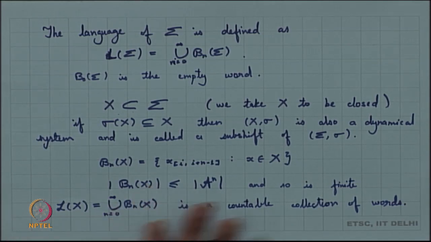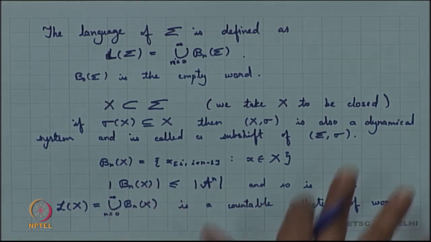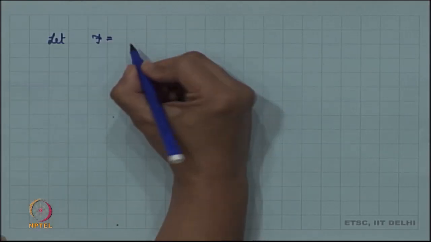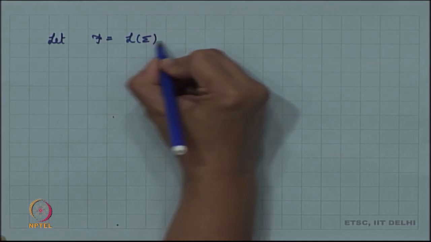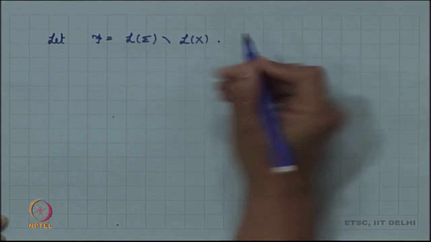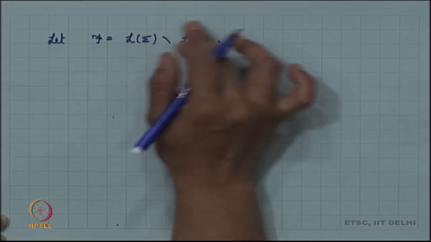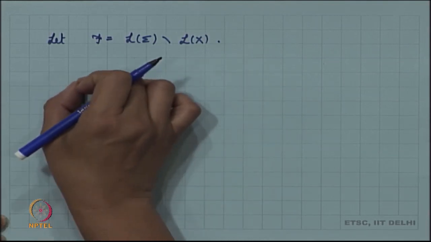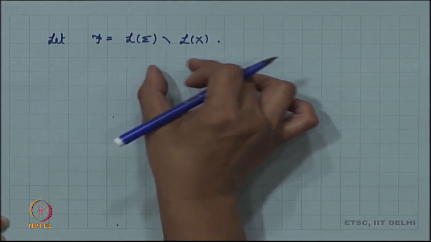Now, this countable collection of words gives us another view of looking into the subshift. So, let us look into this another view. Let F be the set of language of sigma minus language of X. Then we know that this is also a countable set, and the resultant set F will be countable. Now if you look into this countable set F, it is the set of forbidden blocks.